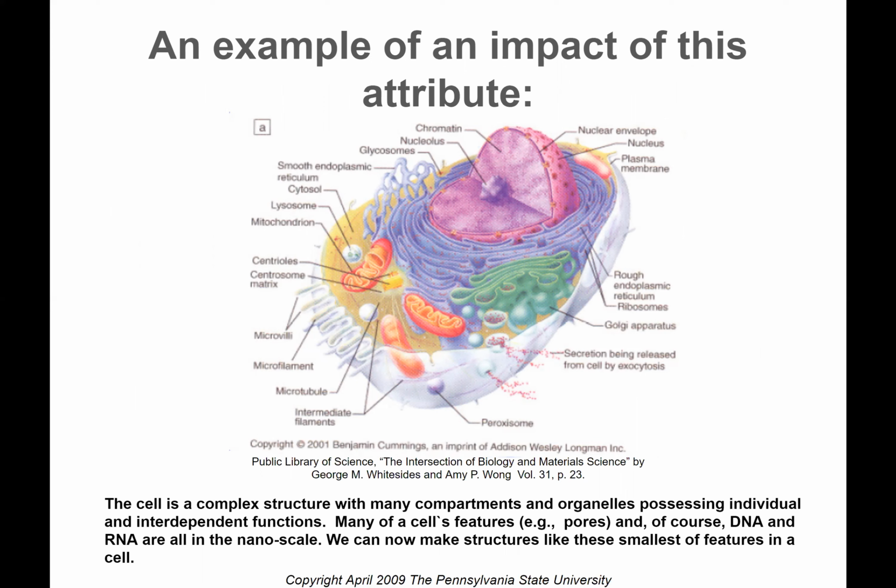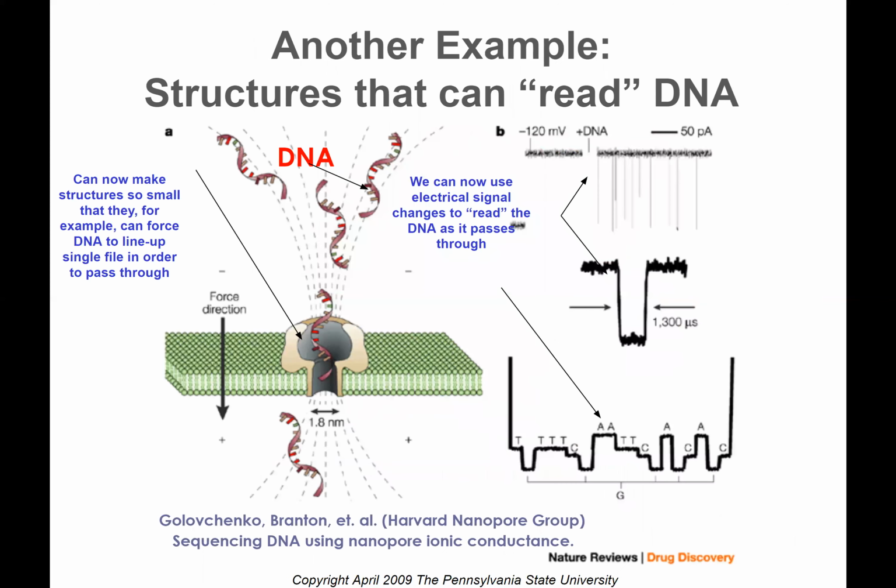So the cell is a complex structure with many compartments and organelles possessing individual and interdependent functions. Many of a cell's features, such as the pores and, of course, DNA and RNA, are in the nanoscale. We can now make structures like these smallest of features in a cell. And some of these nanostructures that they make, by attaching different nanostructures on the outside, can guide medicine to a particular tumor and have it attached to a tumor and stuff like that.